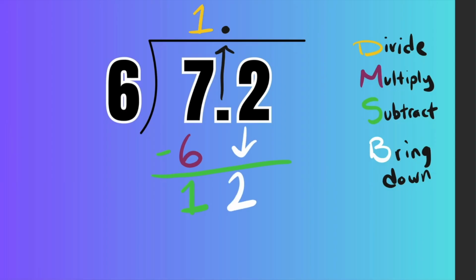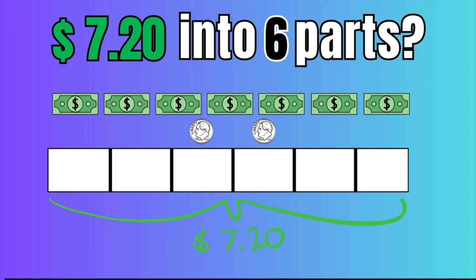Now, how many times does 6 go into 12? 6 goes into 12 2 times. 2 times 6 is 12, and then we're going to subtract that. We have 0 remaining. 7 2/10 divided by 6 gets us 1.2, or 1 2/10. At the beginning, I said, think about it as $7.20 broken up into 6 parts. If you broke $7.20 up into 6 parts, you'd have $1.20 in each part.